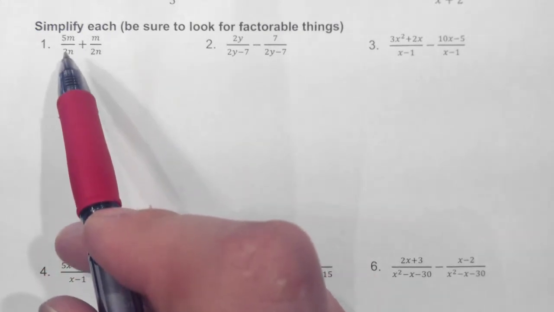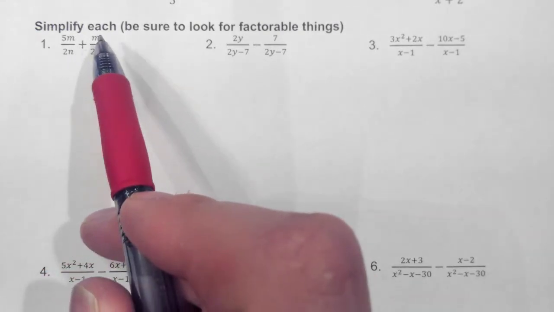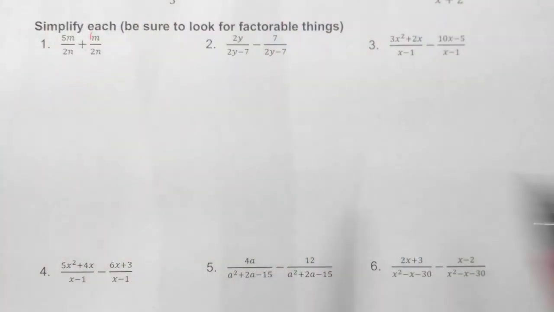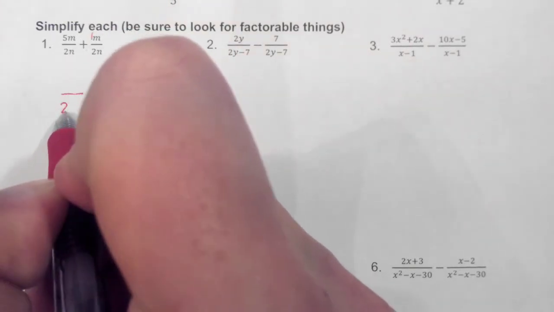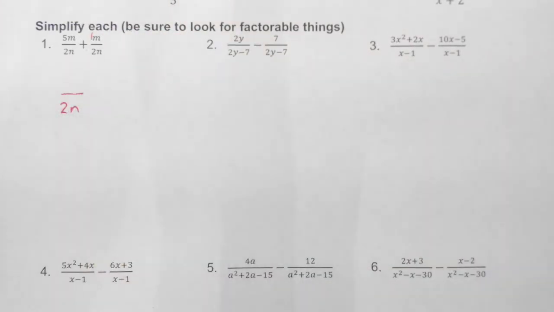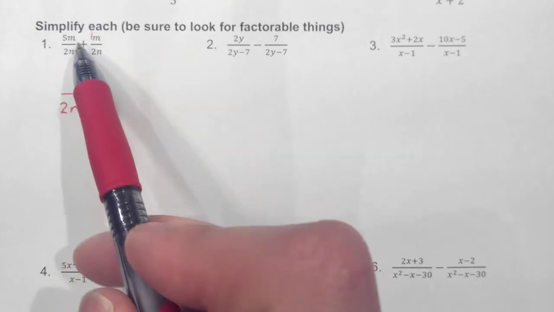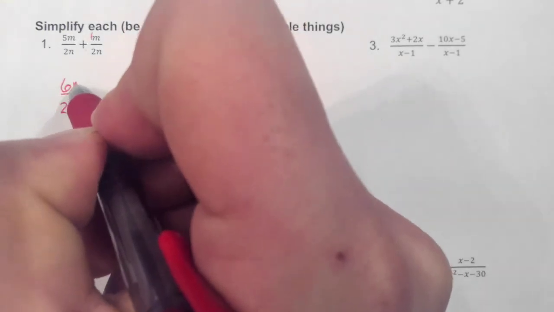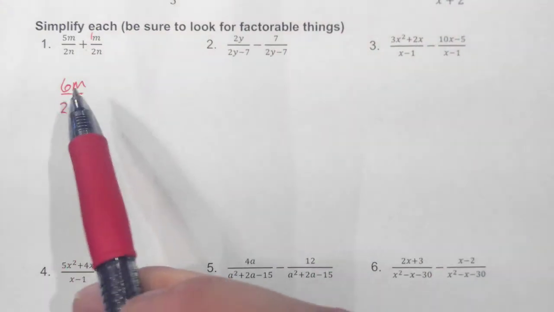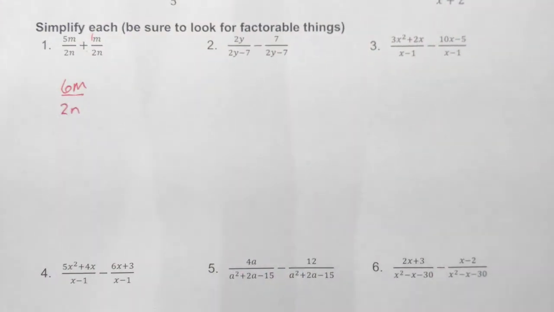So number one, we've got 5m over 2n plus 1m, I'm going to put the understood 1 there, over 2n. So I've got that common denominator, so I go ahead and just make a new fraction with that common denominator of 2n, and then I do what the numerators say. 5m plus 1m is 6m. Then we just have to look at our answer, and does it reduce? And this one, yeah, it does reduce.